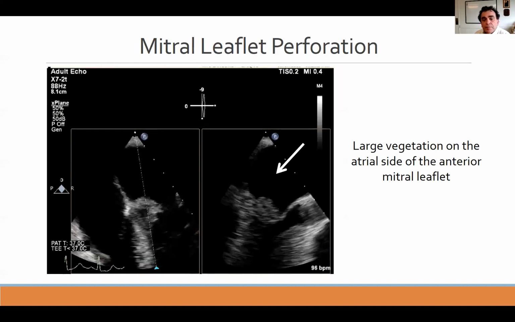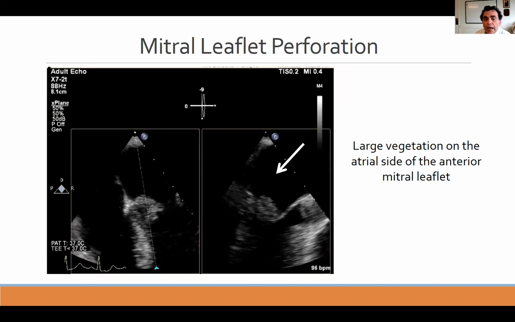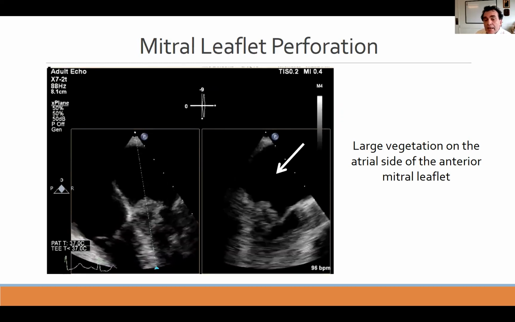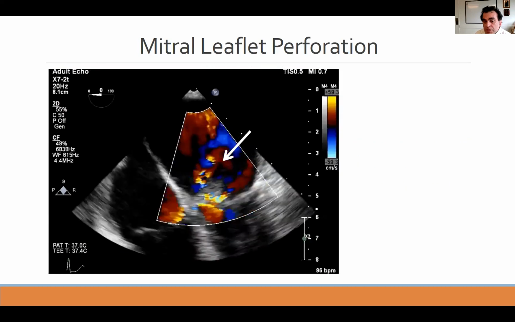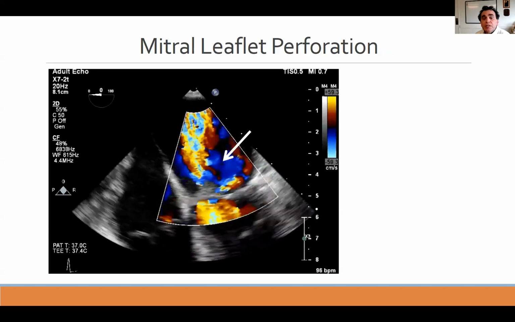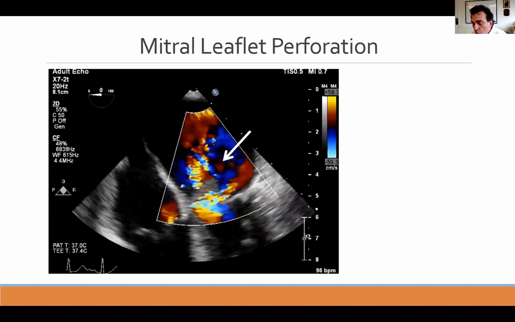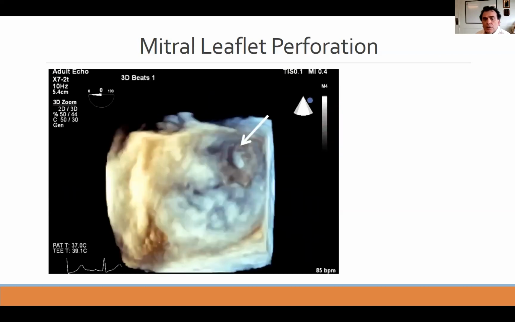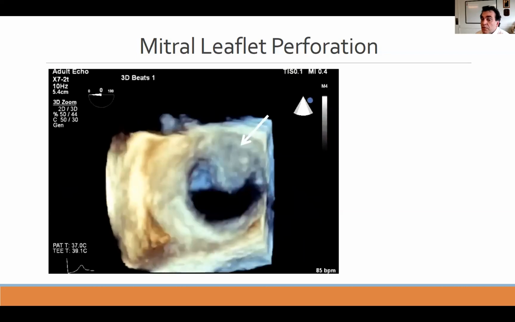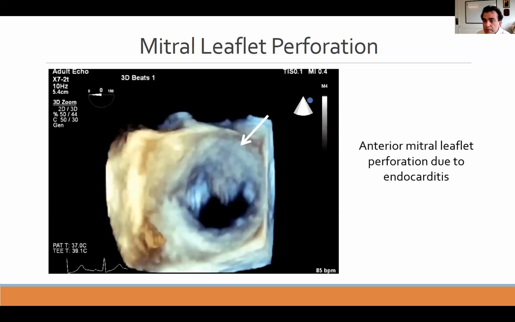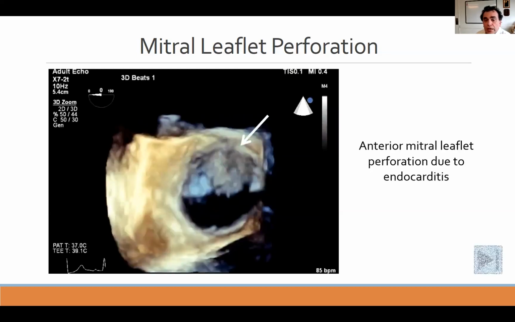Now let's look at a simultaneous biplane view. Again, on the left-hand side is the original image, and on the right-hand side we see the perpendicular or 90-degree angle of the same vegetation. And now we can see that there is severe mitral regurgitation, and the mitral regurgitant jet occurs through the vegetation due to leaflet perforation. And again, if we look now at the 3D imaging of the mitral valve from the left atrial perspective, you see that the base of the anterior leaflet is perforated. So, anterior leaflet perforation due to endocarditis.